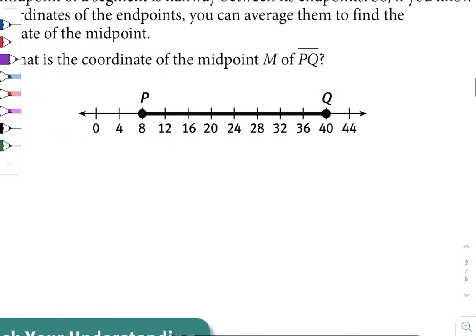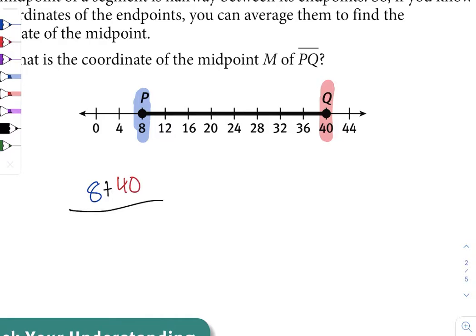So here we want to find the midpoint of P and Q. And the way you do that is, like they said, you average them. So you add everything together and divide by how many there are. So in this case, it's 2 endpoints. So you add the 2 endpoints together. So in this case, 8 plus 40, and it doesn't matter what order, 40 plus 8 and 8 plus 40 is the same. And then you divide by how many there are. In this case, there's only 2 of them, so you divide by 2. So if you want to find the midpoint of a line segment on a number line, add the 2 endpoints together and divide by 2.